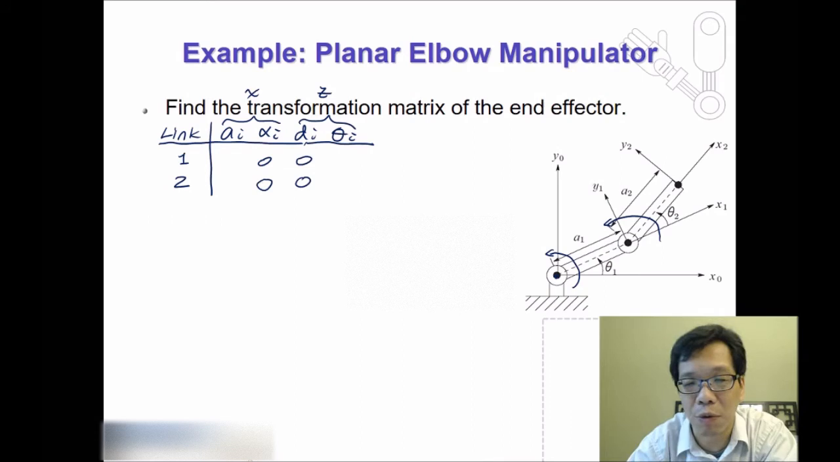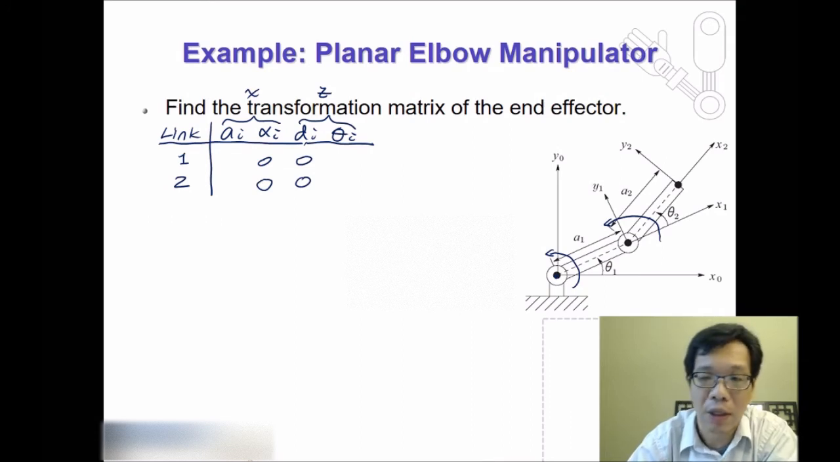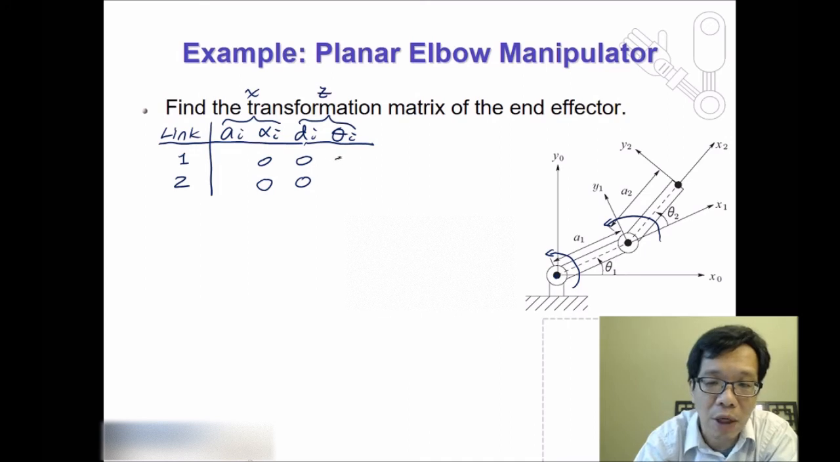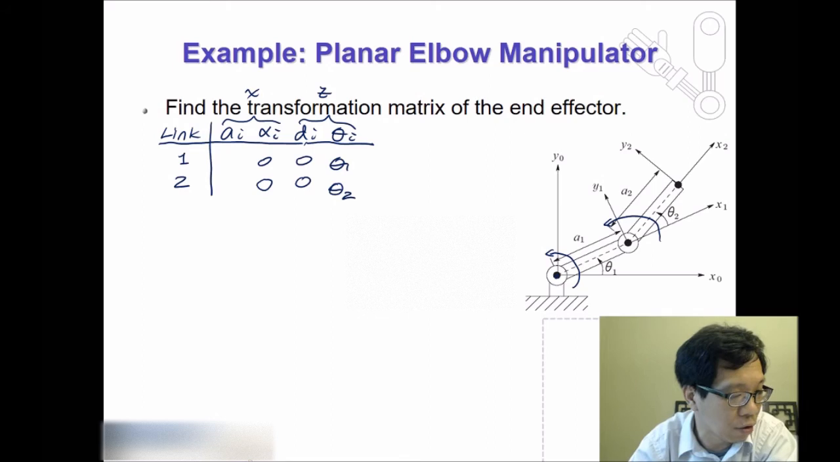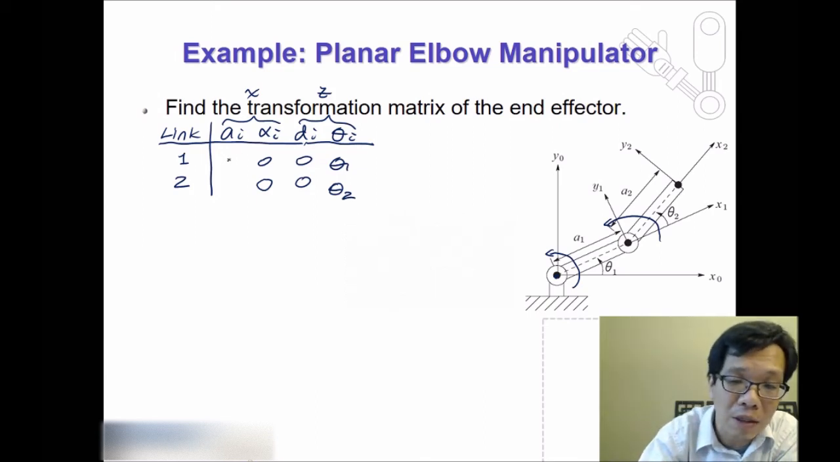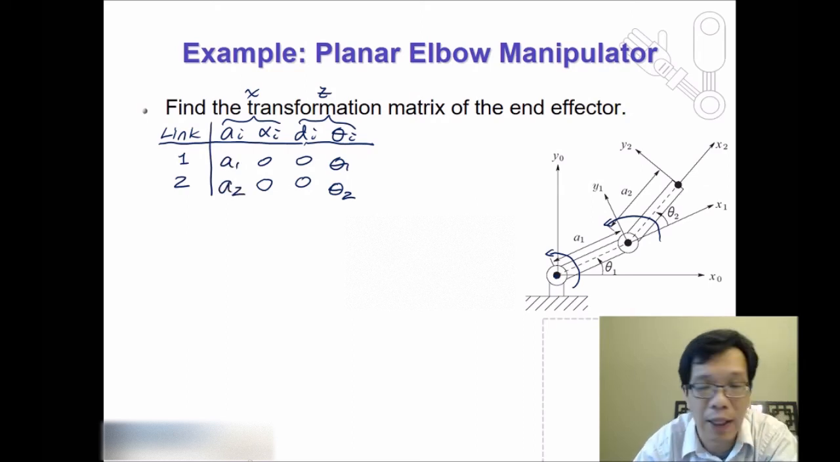Now, there are two things we want to do. The theta i over here, those are going to change over time when you start to move. So we can just write theta 1 and theta 2 over here, and those two can be just variables. But the link lengths a1 and a2 are fixed numbers, so you can attach any number you want. But at this moment, we just put a1 and a2 over here. Then we can start to do all the calculation.